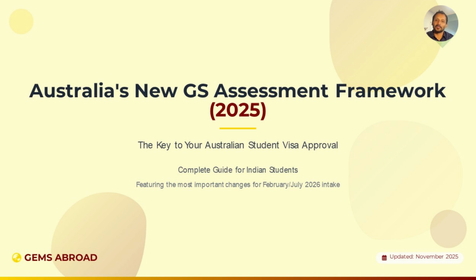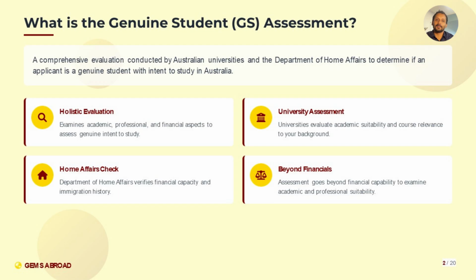Today we're breaking down Australia's new Genuine Student Assessment Framework, the most critical requirement for Indian students seeking Australian student visas in 2025-2026. If you're planning for the February or July intake in Australian universities, this presentation will provide you with essential information to prepare a successful application. The GS framework replaced the older Genuine Temporary Entrant requirement in March 2024, creating a more transparent but rigorous evaluation system.